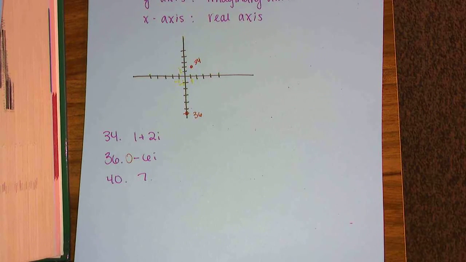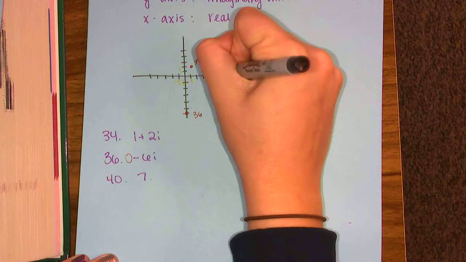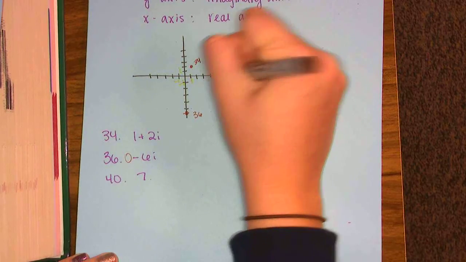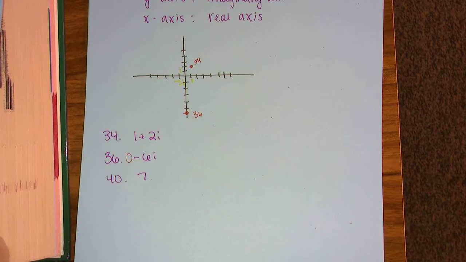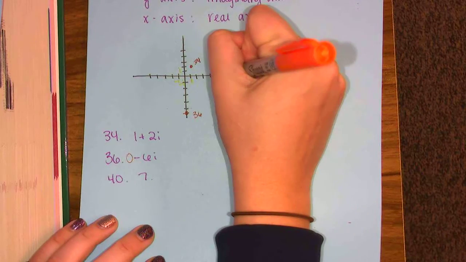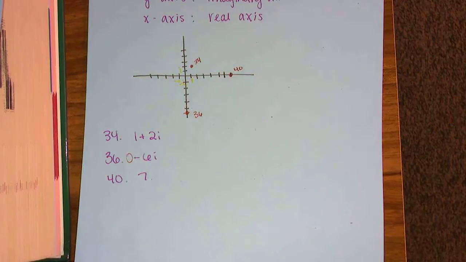So what happens with problem 40? Just go right 7. And that's problem 40. Okay, super easy. So I might give you like 3 of them to plot, but you just plot them all on one coordinate plane. Just label them like this. Do not give me separate ones. Give them all to me on one. Okay?